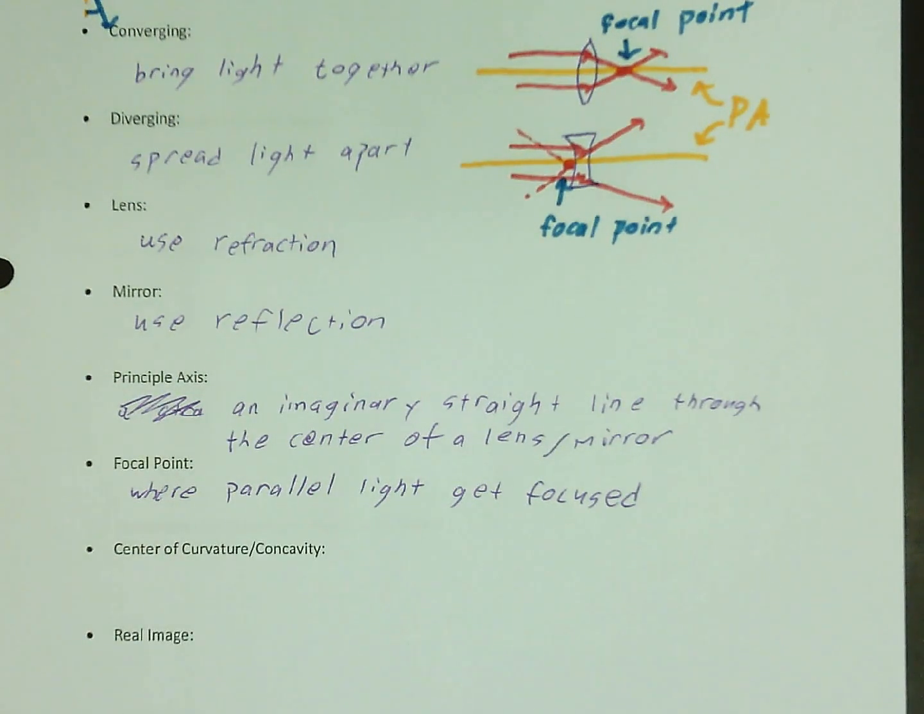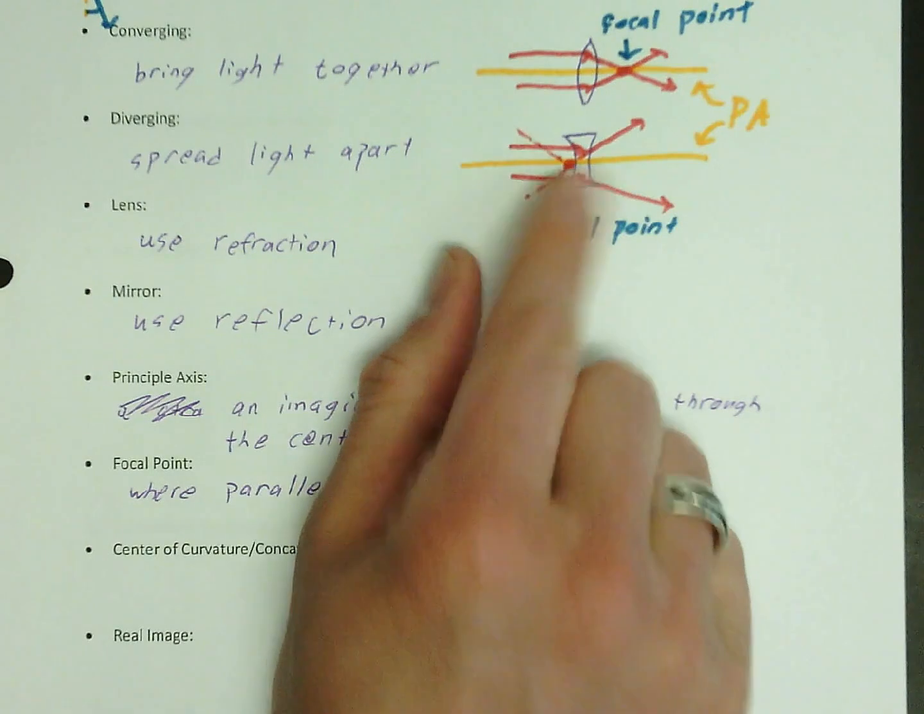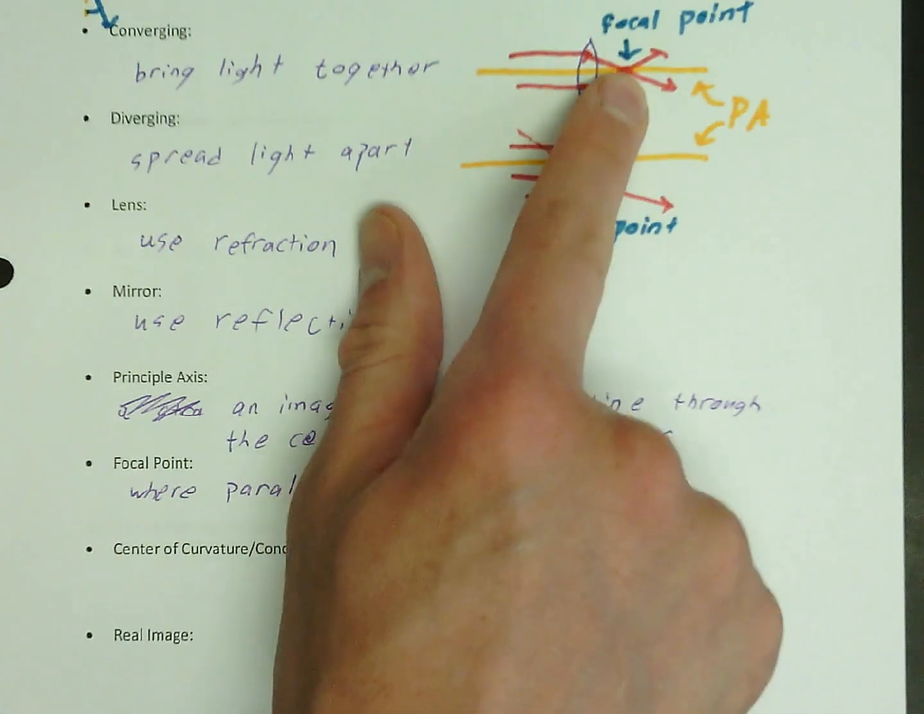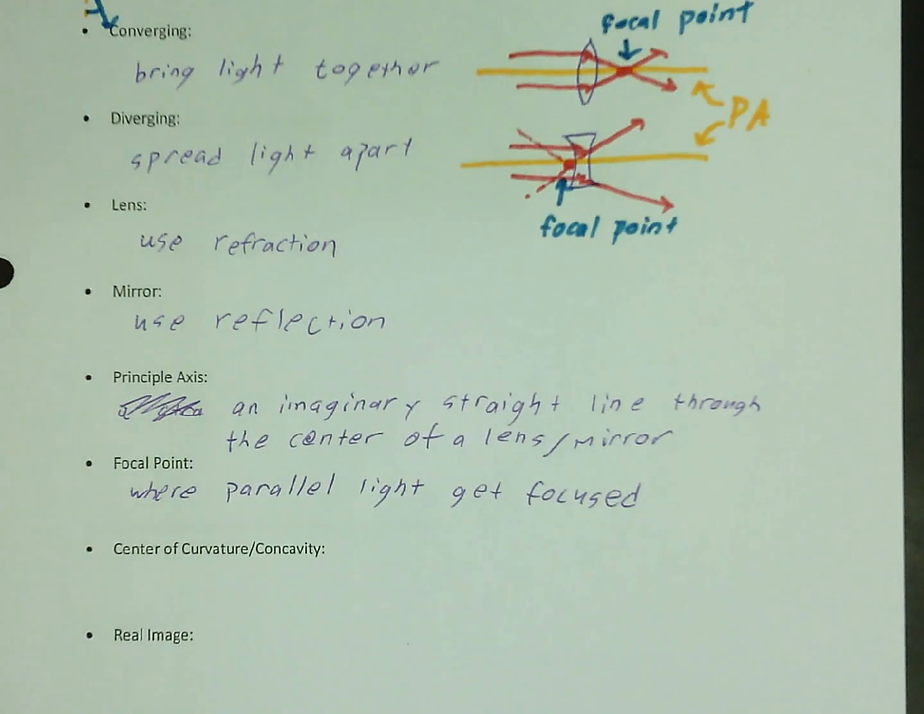So focal point is where parallel light gets focused to, and you can see the focal point up here, as well as down here. Notice that the focal point is on the right side of this and on the left side. They both have focal points, but we call one the positive and one the negative focal point. We'll talk about that. I'm not exactly sure what terminology I want to use. I might use f and f prime. We'll see as we go. We'll see what makes the most sense.